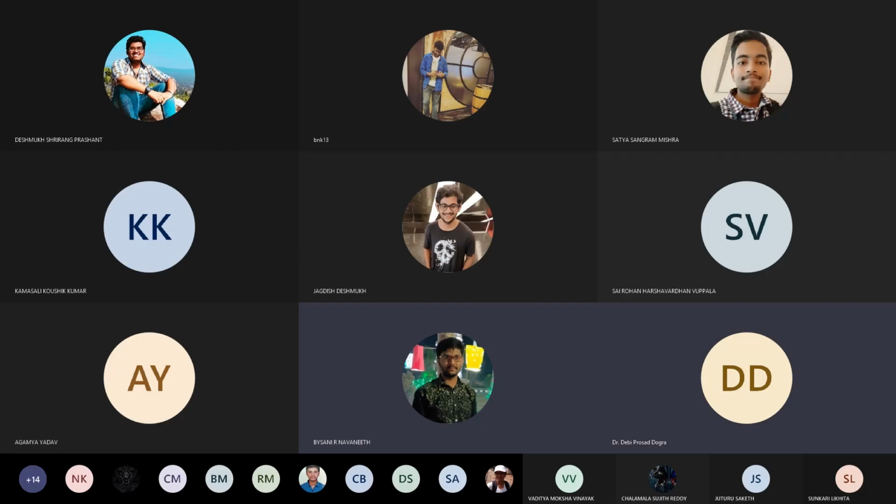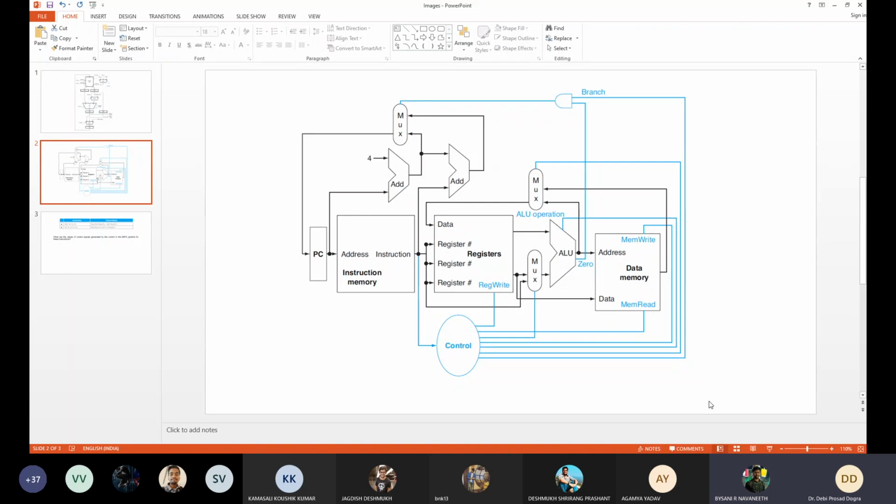Okay. So as I told you, today I shall discuss some problems. First, let me show you the MIPS architecture. If you remember, in one of the classes I discussed this architecture, but there I did not show the control signals. Now let's assume that these are the control signals.